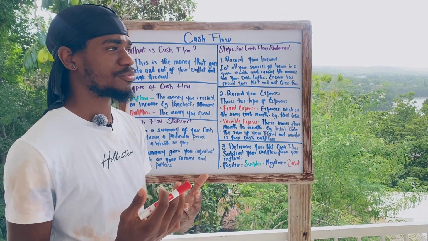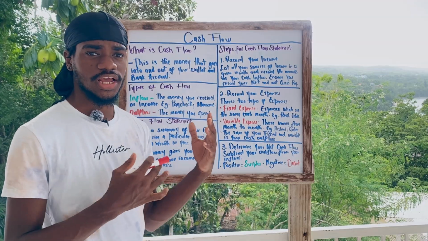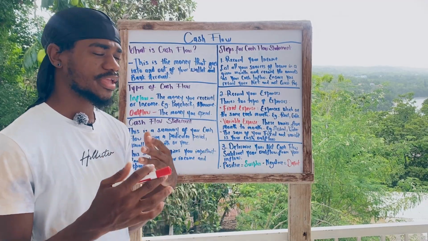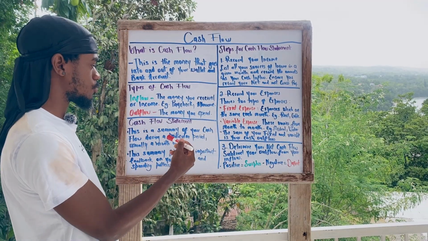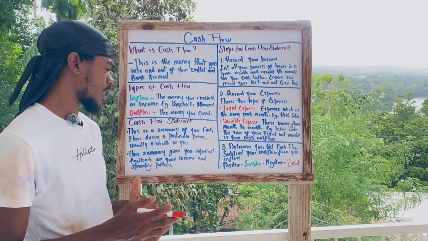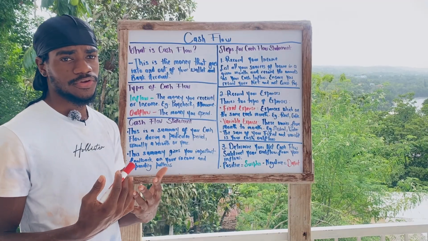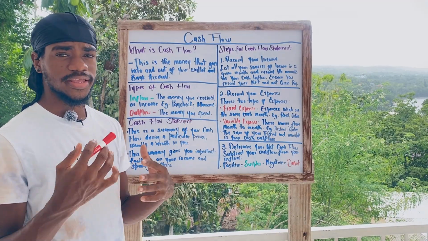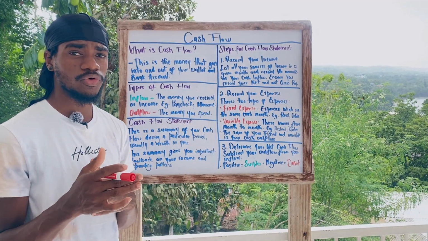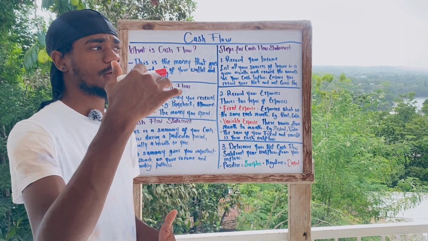In order to track the flow of your money, you will normally use a cash flow statement. A cash flow statement is a summary of your cash flow during a particular period of time. Normally it's measured within a month or a year. So we normally do a cash flow statement to check the progress or the flow of our money for a particular month or a particular period.